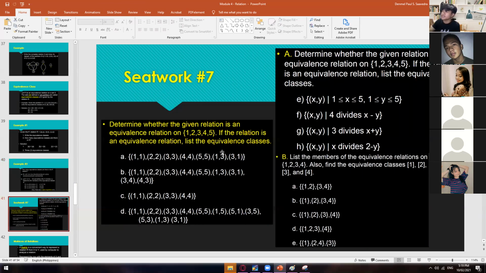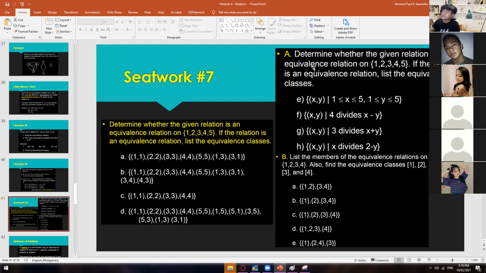So here's your seat work number 7. Determine whether the given relation is an equivalence relation on 1, 2, 3, 4, 5, and if the relation is an equivalence relation, list the equivalence classes. So in here you need to do a double validation. First you have to identify whether this one is an equivalence relation. If it is, then you have to list all the equivalence classes. But if not, then you don't need to list the equivalence classes anymore. So yeah, that's it for this set of activity.